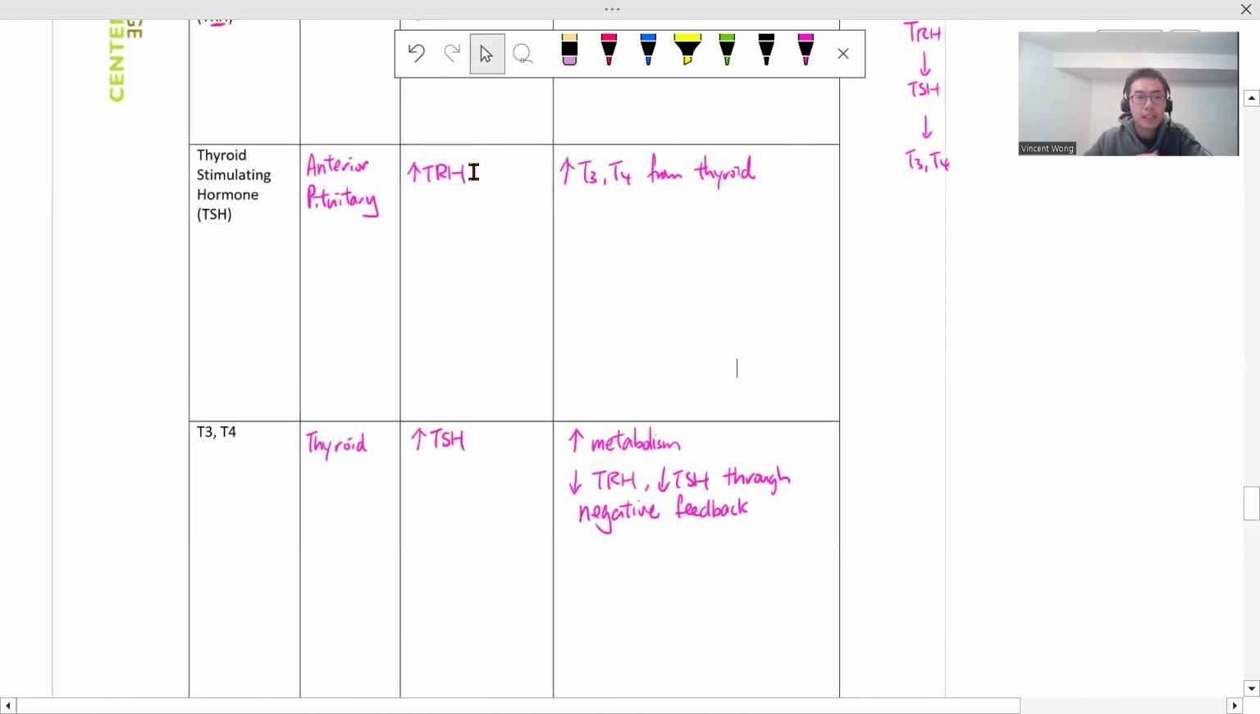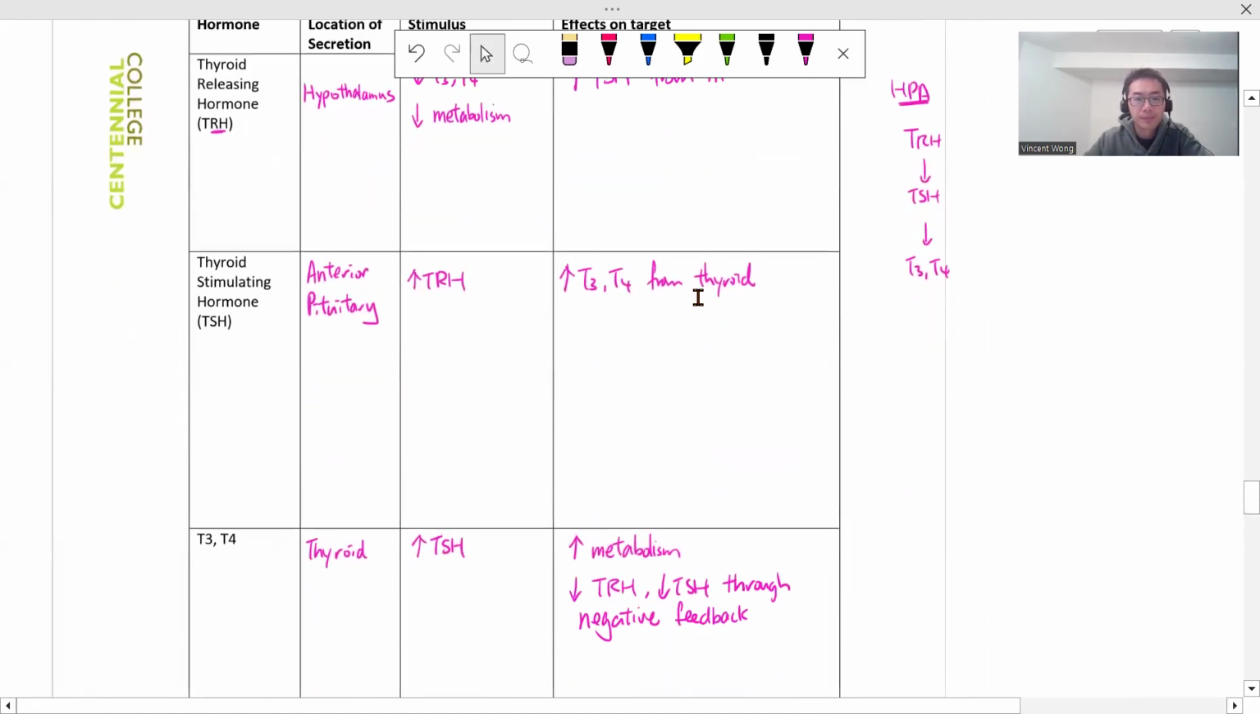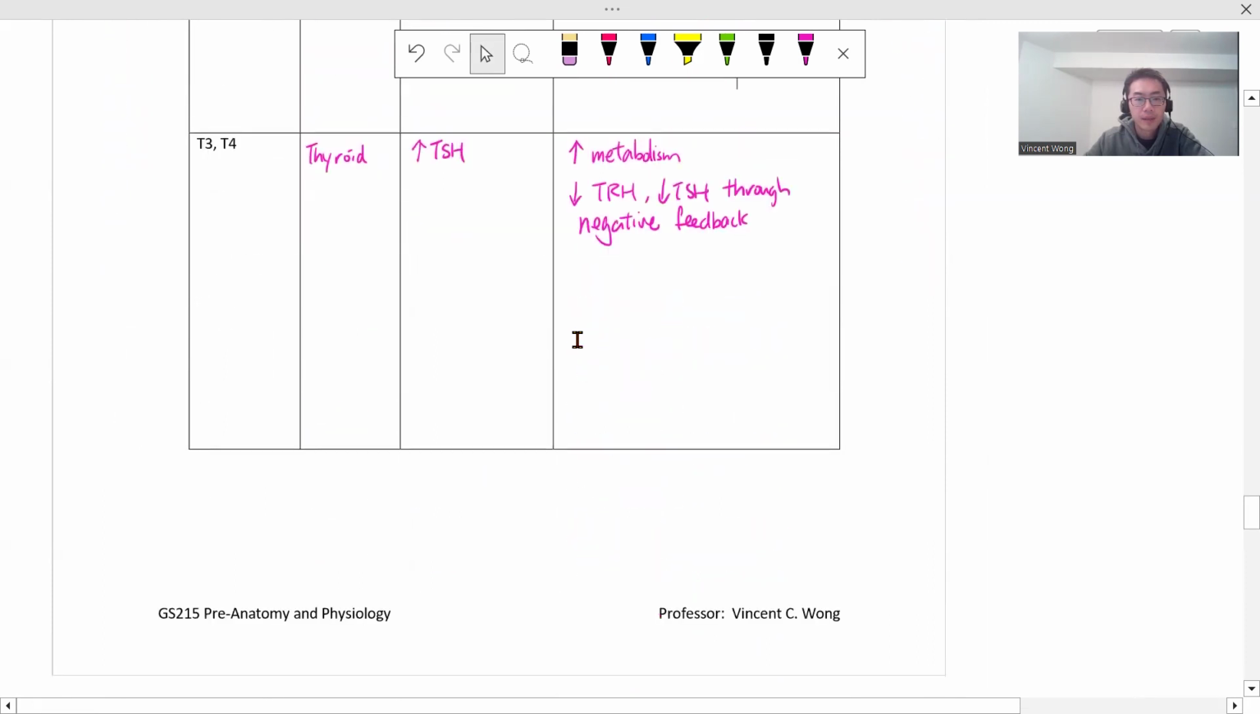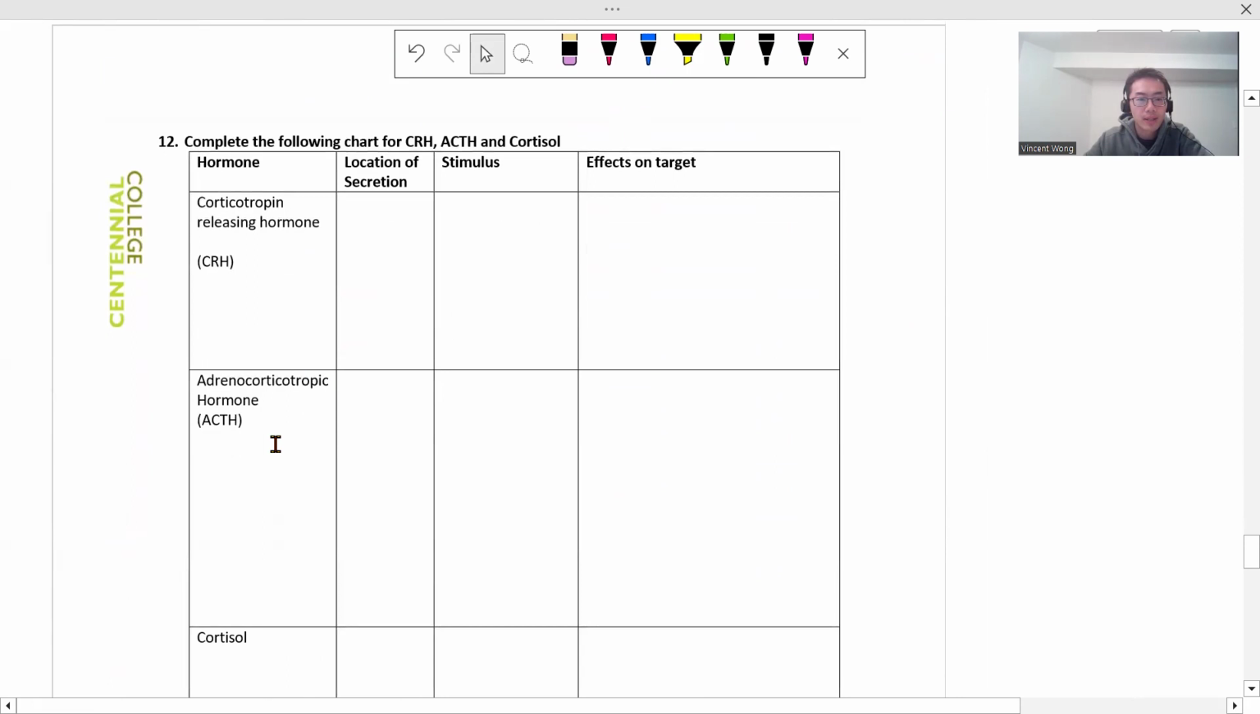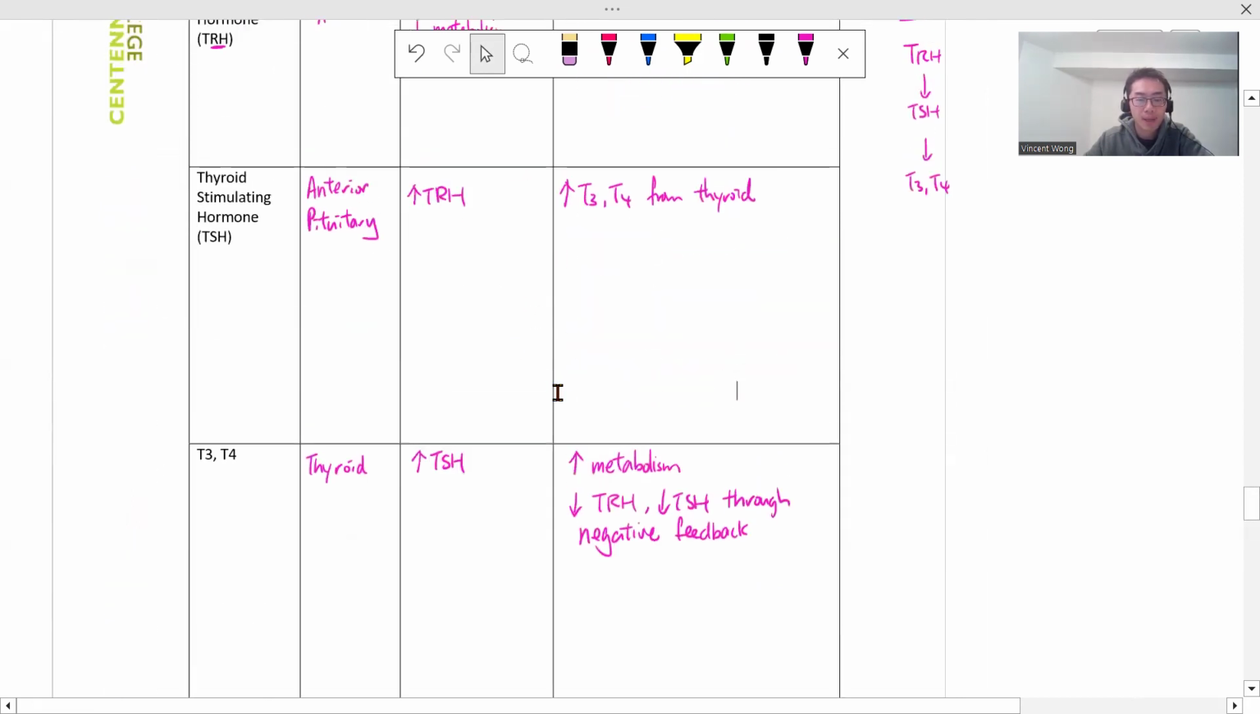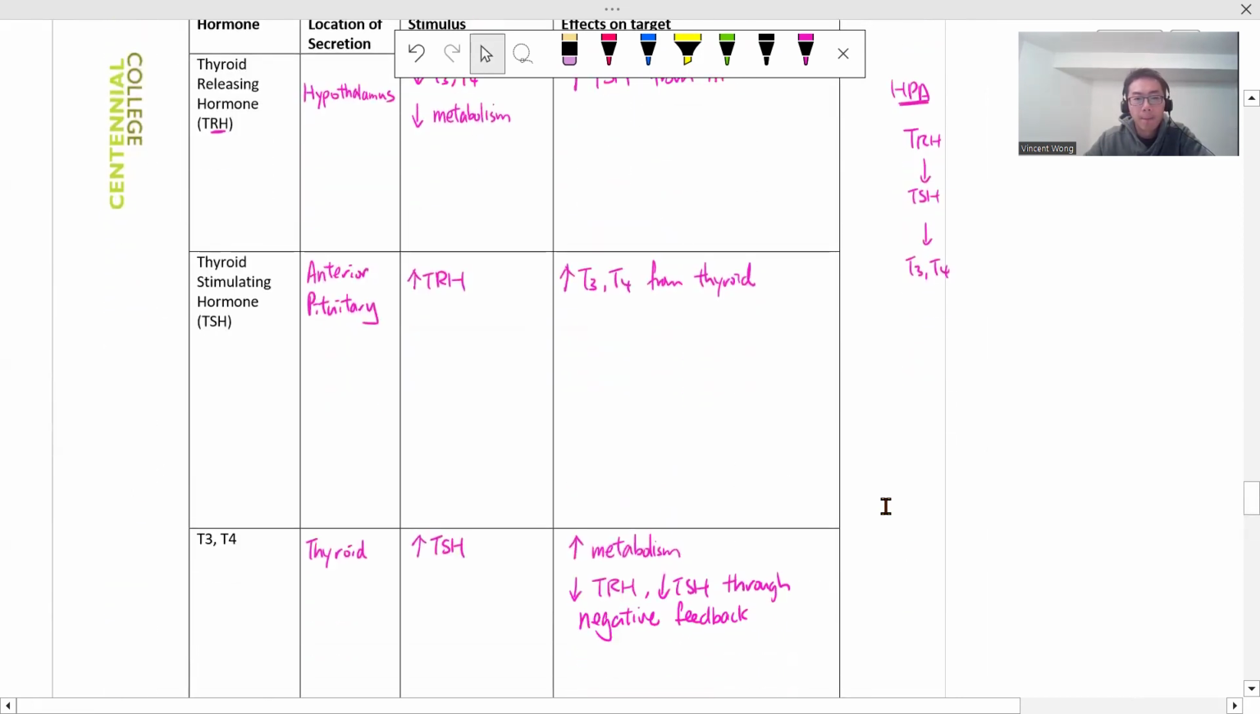So that's how you fill in these charts. Okay, there are a couple more ones here. CRH, ACTH. You just follow the same format, okay? And you should definitely take the time to do that. I think it's more beneficial for you to do it, and then check the answers in the study guide. So that's all. That's the whole course.